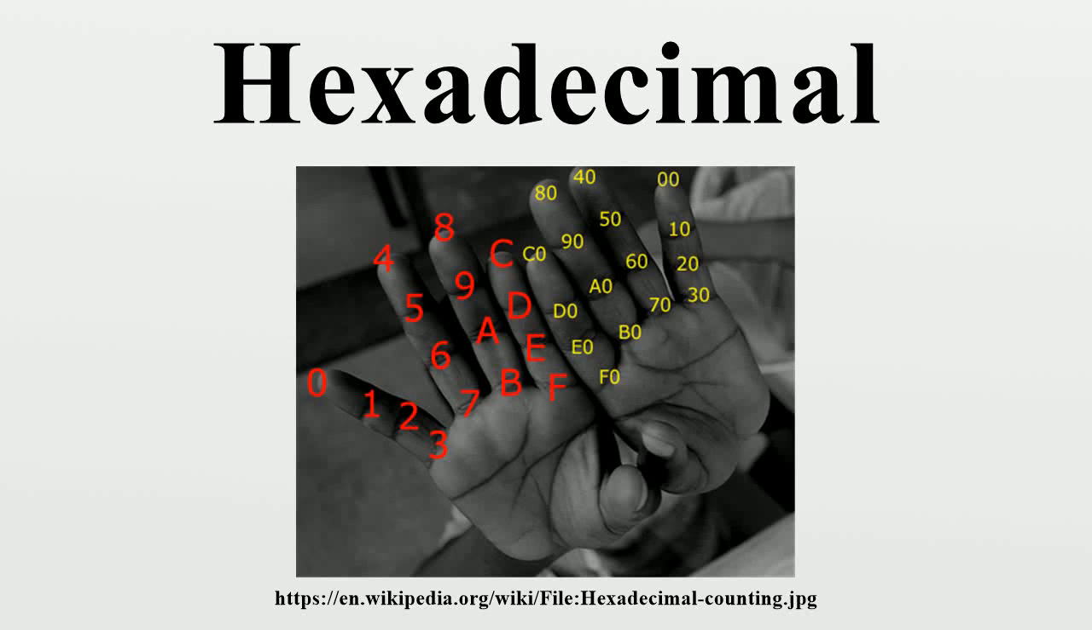In mathematics and computing, hexadecimal is a positional numeral system with a radix, or base, of 16. It uses 16 distinct symbols, most often the symbols 0 to 9 to represent values 0 to 9, and A, B, C, D, E, F to represent values 10 to 15. Hexadecimal numerals are widely used by computer system designers and programmers.